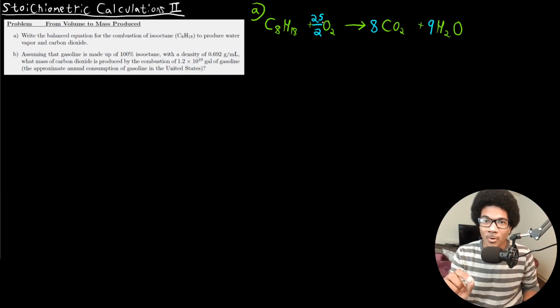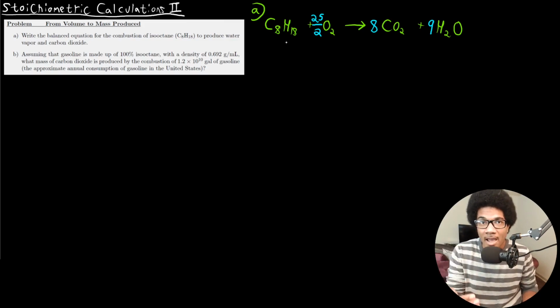This is only temporary that we're putting 25 over 2, right? So technically, just off the mathematics, this equation is balanced, right? Because you have half of 25 and 2 oxygens. So this is 25 oxygens, 8 carbons, 18 hydrogens. So technically, mathematically, everything is balanced.